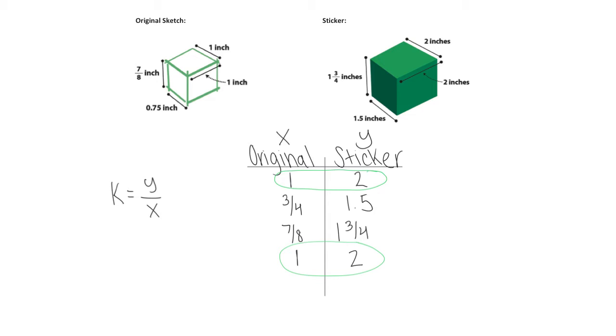So we are going to take our y value, which is 2, and divide it by our x value, which is 1. When we have 2 over 1, that will give us 2. Now we know that our constant is equal to 2. Now that we have our constant, when we multiply our original by 2, it will give us our length for the sticker. All right, let's see if that works for 3/4 and 7/8. So I'm going to multiply these by 2.